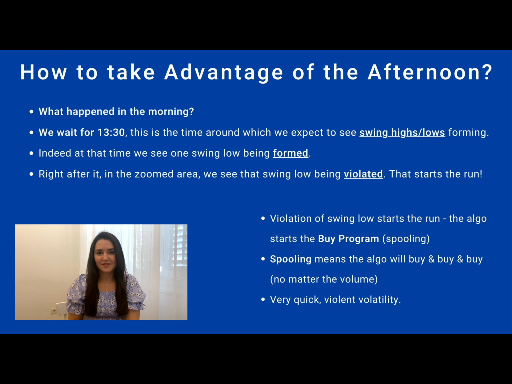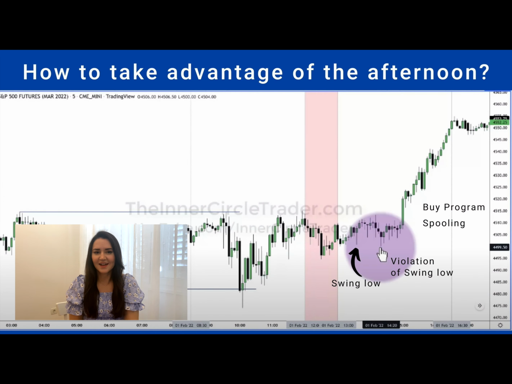How should we take advantage of the afternoon? Well, first and foremost, we should wait until around 1:30 in the afternoon, because that's the time in which we expect to start seeing the price forming swing highs and swing lows. So let's go back to the graph and let's see what happens around 1:30. Indeed, exactly at that time, we see one being formed.